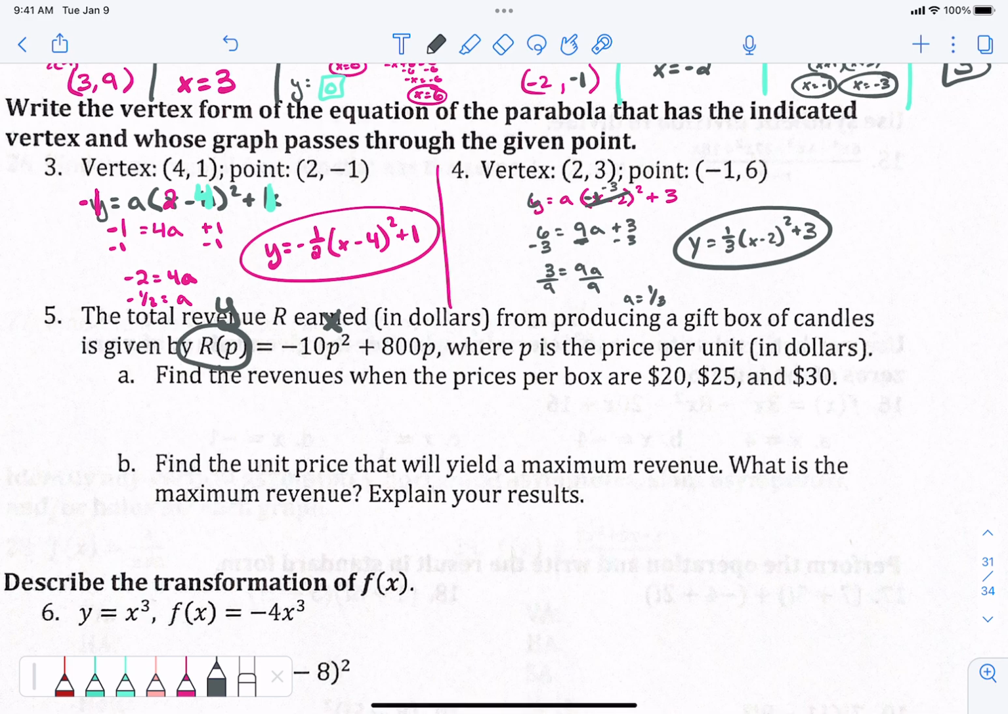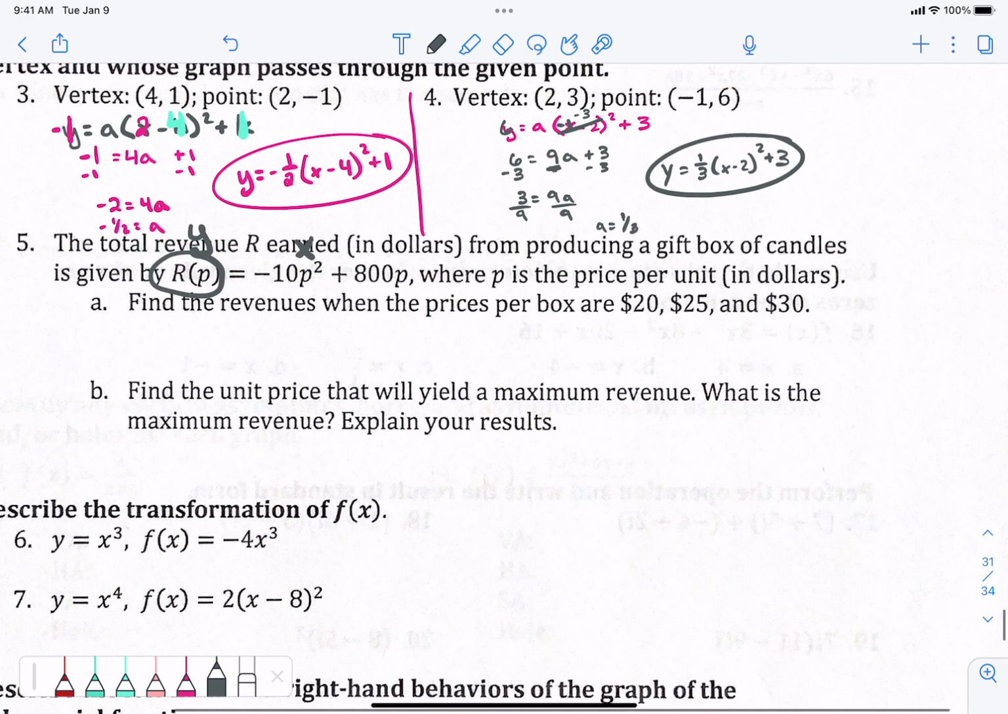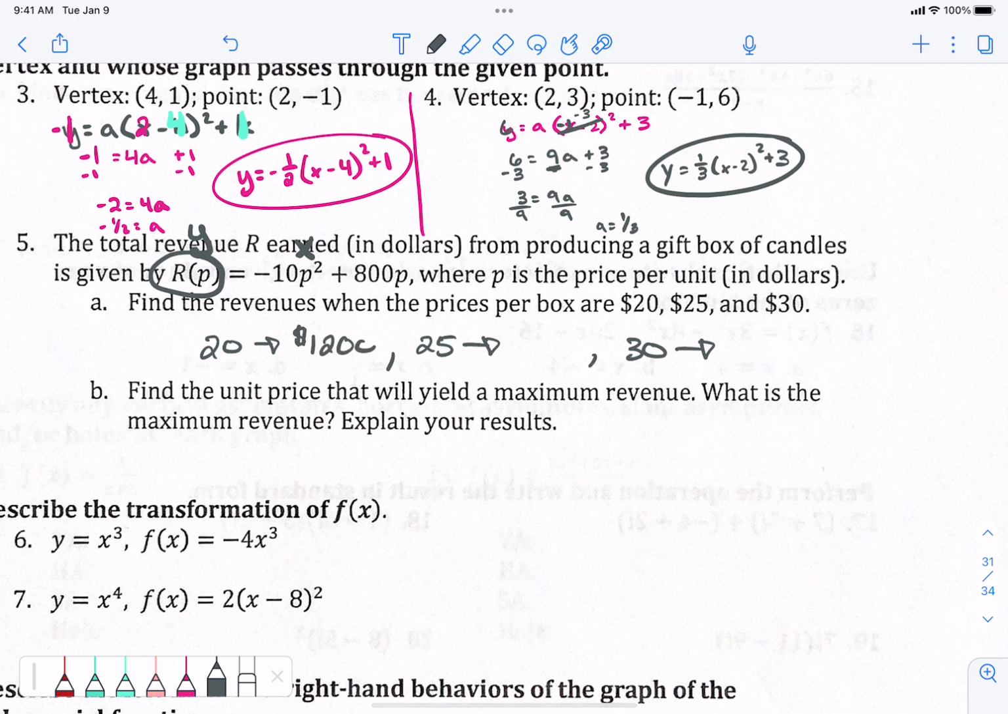Okay, this is a downwards parabola because it's a negative p squared, right? So downwards parabola. Find the revenues when the prices per box are 20, 25, and 30. Plug them in. 20 yields what? 25 yields what? 30 yields what? 12,000 for 20. 12,000 exactly? Yes, ma'am. 13,750. And what's the last one? 15,000. 15,000, perfect.